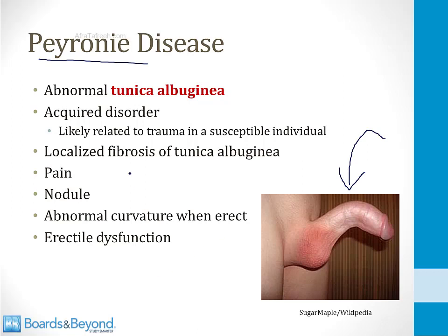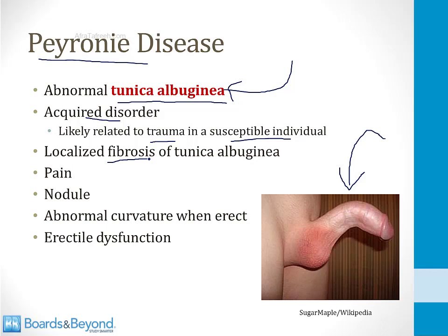This disorder is caused by an abnormal tunica albuginea. That is that connective tissue layer I mentioned before that surrounds the corpus cavernosa. It's an acquired disorder likely related to trauma in a susceptible individual. The problem in this disorder is that this connective tissue layer, the tunica albuginea, has a localized spot of fibrosis, and that layer needs to distend equally in order for an erection to occur.